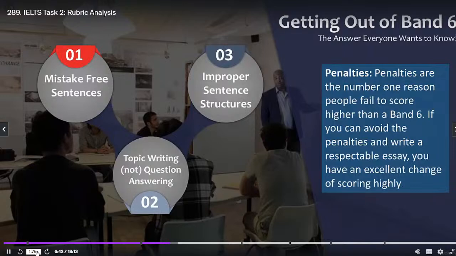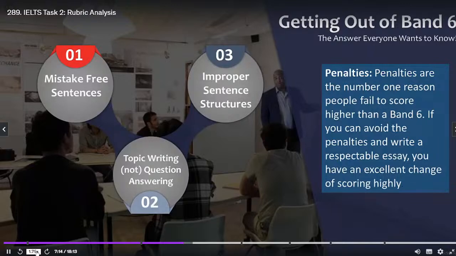Number 1, write mistake-free sentences. Examiners love mistake-free sentences. They hate or dislike when they see 3 or 4 mistakes in every single sentence. It doesn't matter how great your ideas are. If you're making these word form, word choice, spelling, grammatical mistakes in every single sentence, it destroys 3 aspects of your grading rubric.